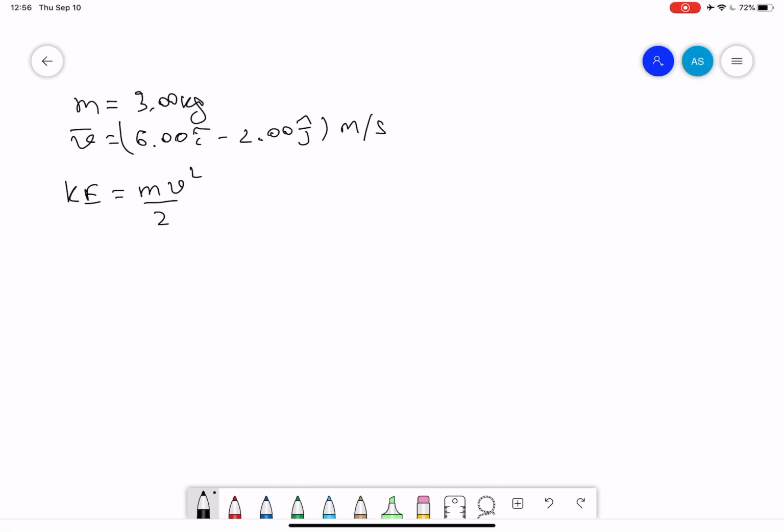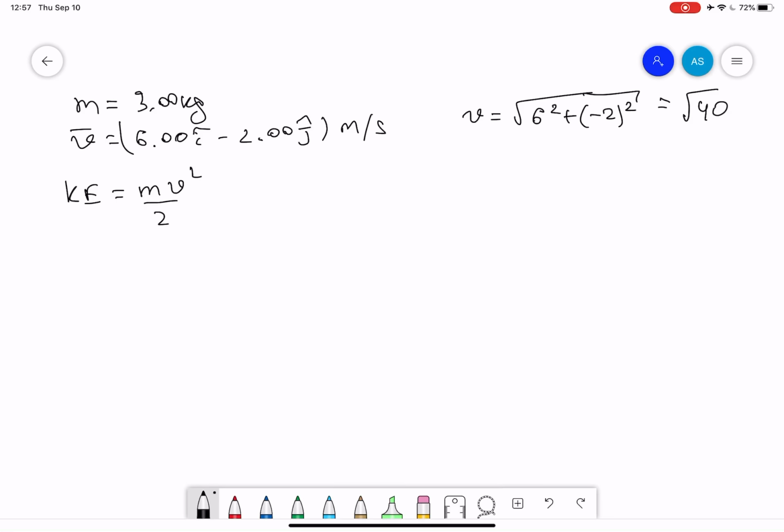Now, since we want to find the magnitude of the velocity, we simply have to use the Pythagorean theorem, which is 6 squared plus minus 2 squared. If you do the calculation, 6 squared plus 2 squared should give you the square root of 40, right?